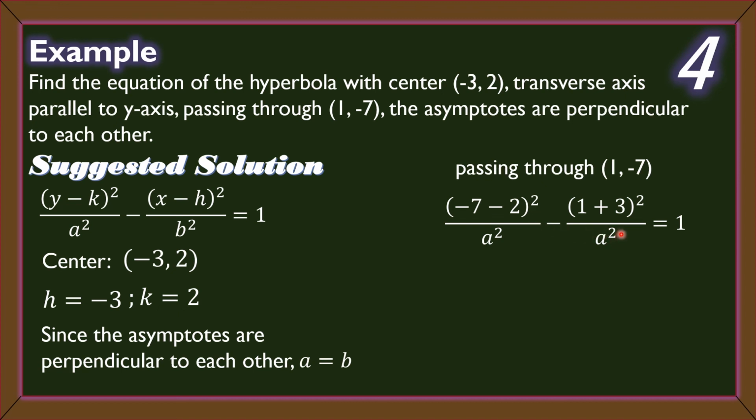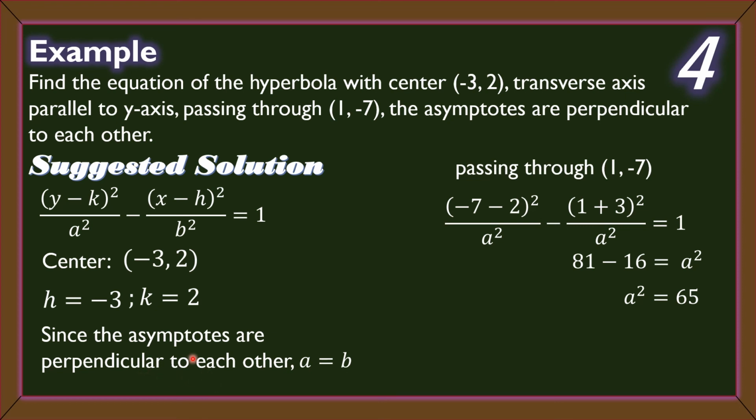Multiplying all terms of the equation by a squared and evaluating the numerators, we'll have (-7 - 2)^2, that is 81, minus (1 + 3), that is 4 squared, 16. On the right-hand side, we will have a squared. So we have a squared is equal to 81 minus 16. And 81 minus 16 is 65. So a squared is 65, and also b squared is 65 since the asymptotes are perpendicular to each other.